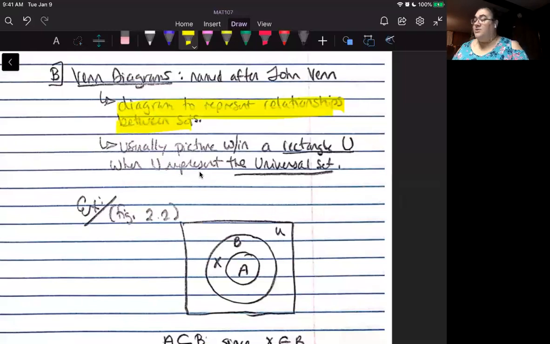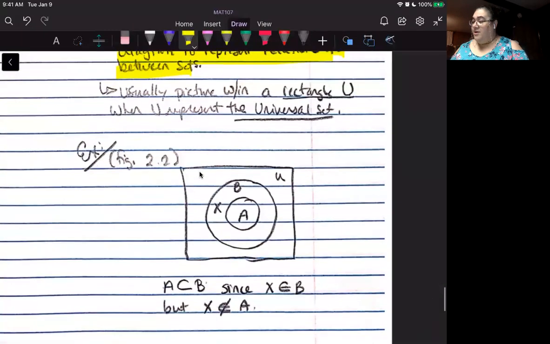When we use a Venn diagram, it's usually pictured within a rectangle labeled U, where U represents the universal set. Here is the square, labeled U, representing the universal set. Within the universal set, we have set A, set B, and set X. Based on this diagram, A is a proper subset of B because clearly all of A is contained within B.